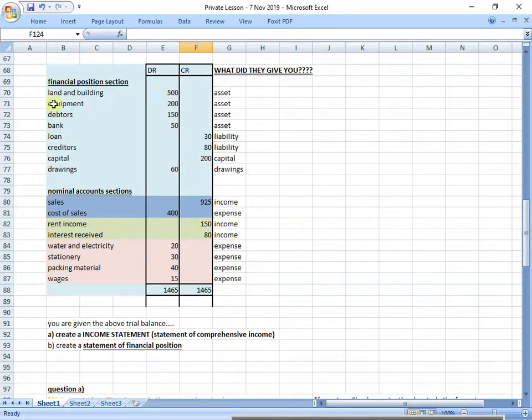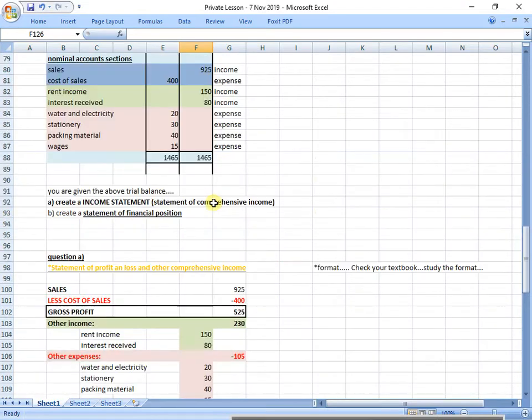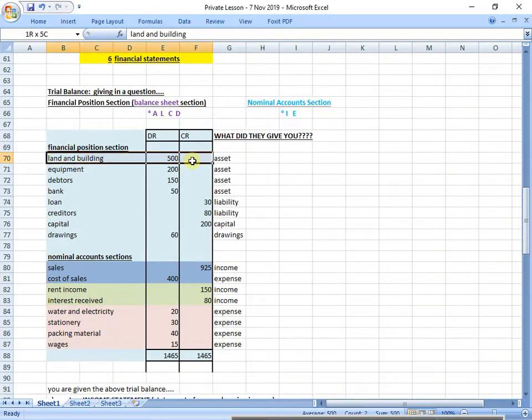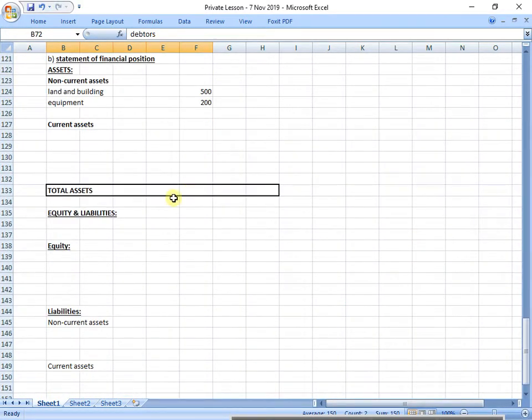500. Then I've got equipment, 200. Equipment is also long-term assets, 200. Go back up. That one I've looked at. That one I've looked at. Debtors. Debtors is a short-term asset. 150.